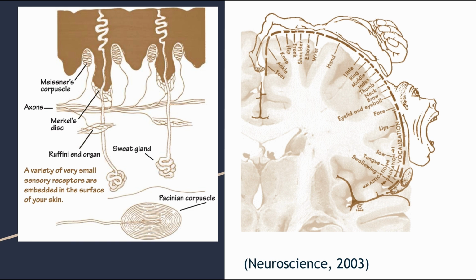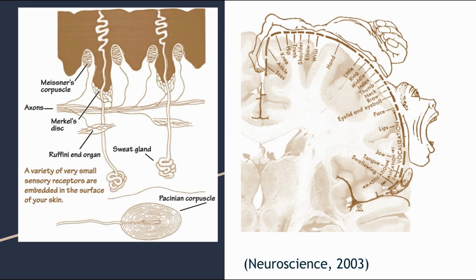The first 2 types of receptors adapt quickly and so respond best to rapidly changing vibration and flutter. Merkel's disc responds well to a sustained indentation of the skin, which is pressure, and Ruffini endings respond to slowly changing indentations. The right image illustrates the distribution of the sensory neurons and receptors in our body, where the parts with more sensory neurons and receptors are drawn bigger.